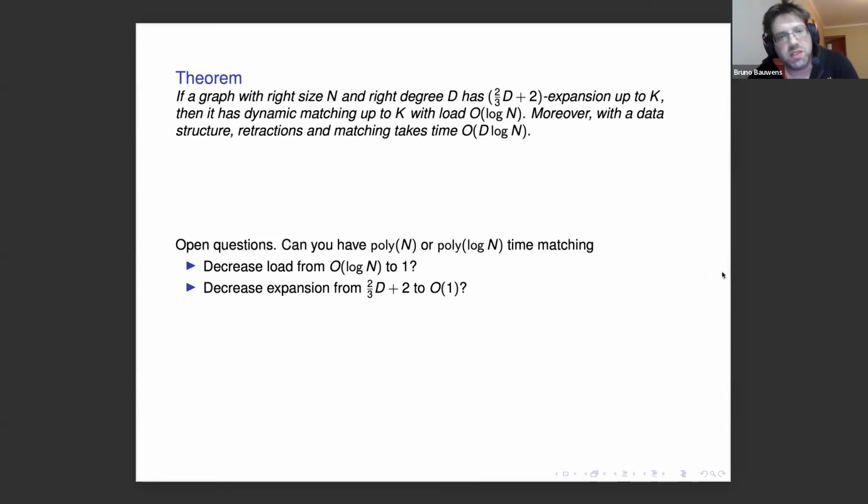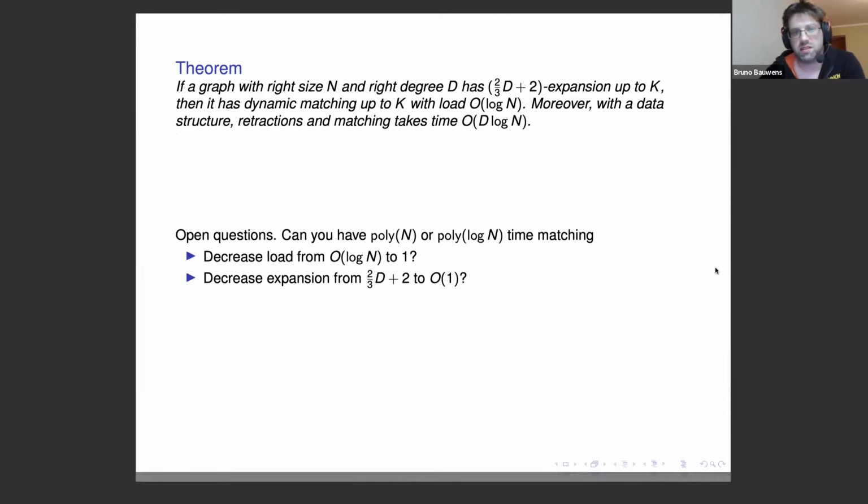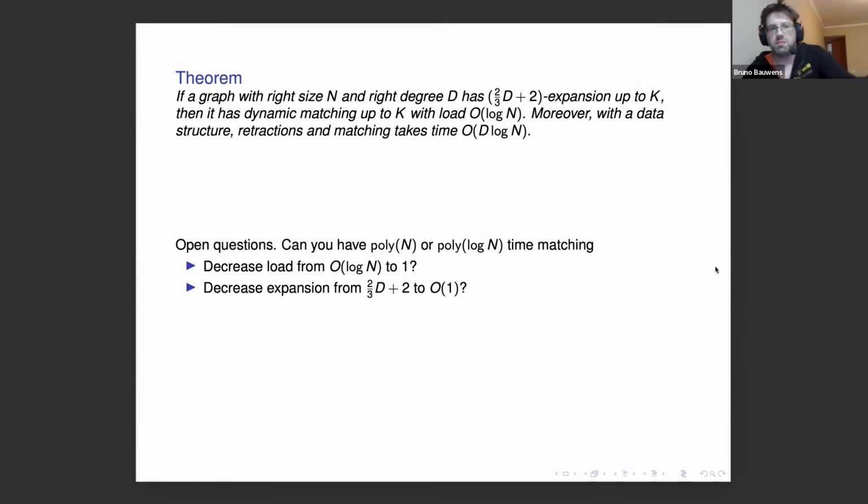Okay, can we decrease the expansion to O of 1? And can we do it simultaneously? We also don't know. Marius thinks we cannot get both simultaneously. I don't know if he has ideas about getting at least one of these improvements. No, I don't. And actually, I suspect for the second one, it's a negative answer.